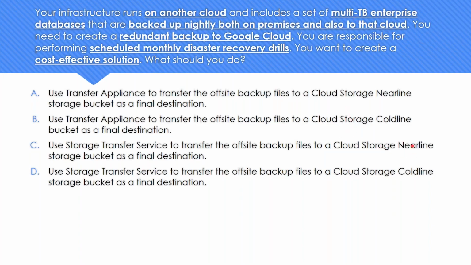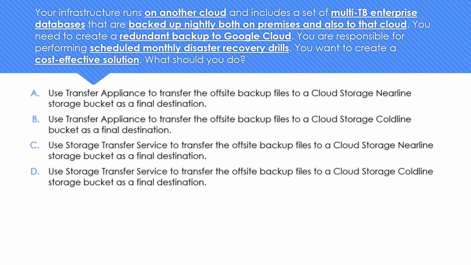Now, whether to go with nearline or coldline is going to be decided by how frequently you are doing this drill. Once in a month, you are going to access the data to check whether the backup data is really worthwhile using or it is corrupted. So I'm going to do the drill every month, right? Only once in a month am I going to access that backup file so that I can restore it into the database and see whether the database is working fine or not. So option C looks like a good choice compared to option D.